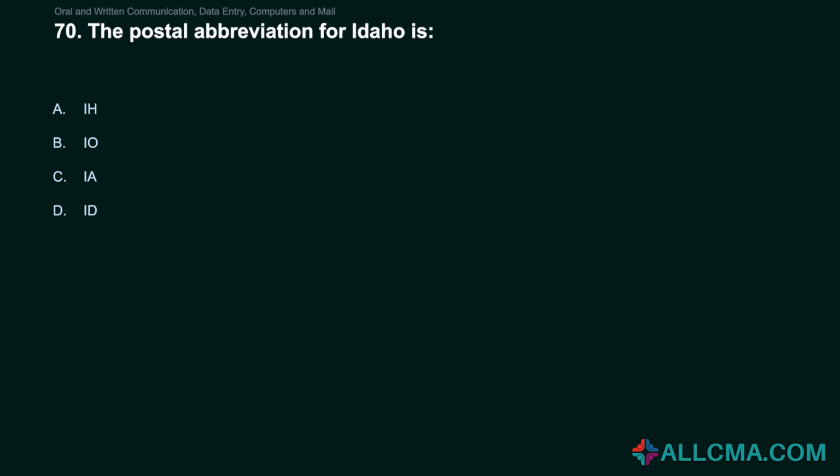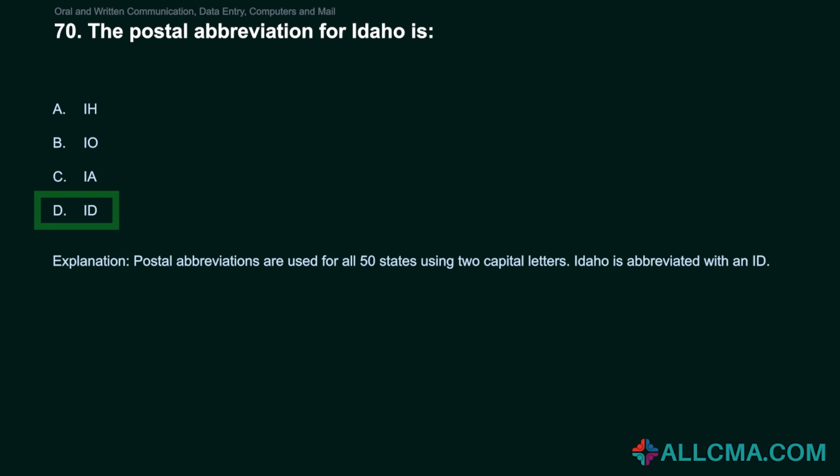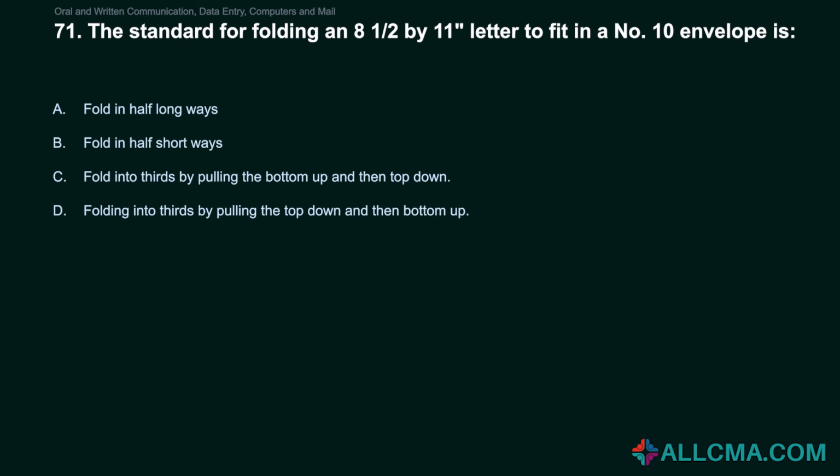70. The postal abbreviation for Idaho is A. IH. B. IO. C. IA. D. ID. Correct answer, D. ID. Postal abbreviations are used for all 50 states using 2 capital letters. Idaho is abbreviated with an ID.